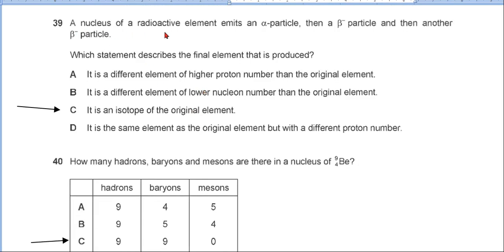39. A nucleus of a radioactive element emits an alpha particle, then a beta minus particle, and then another beta minus particle. So when it lost the alpha particle, it lost 2 protons. During the beta minus processes, it gained 2 protons back. So the same number of protons. Which statement describes the final result that is produced? It is an isotope of the original element, because an isotope has the same number of protons but a different number of neutrons.